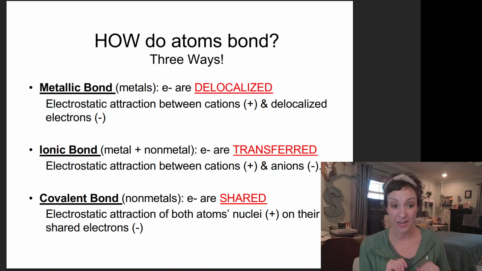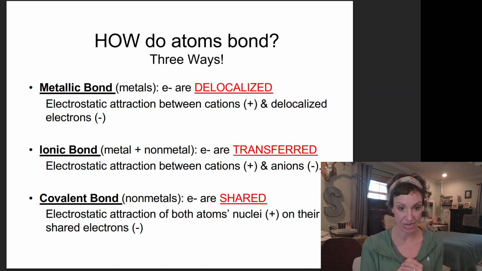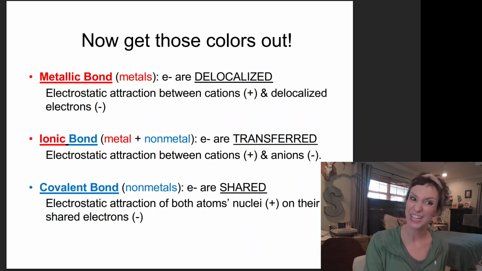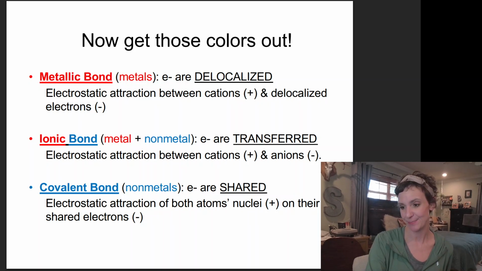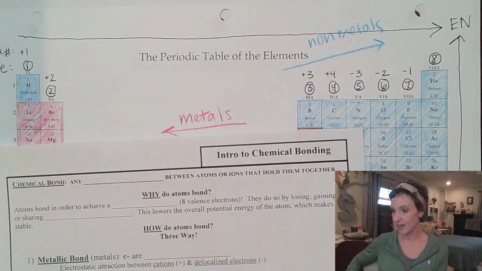And the covalent bond itself is an electrostatic attraction of both of the atoms' nuclei, which is positive, on their shared electrons. Okay, so we're going to get out our colors again. And we're going to actually color these things on our notes page. So I'm going to get mine out too. And we've got our notes page.